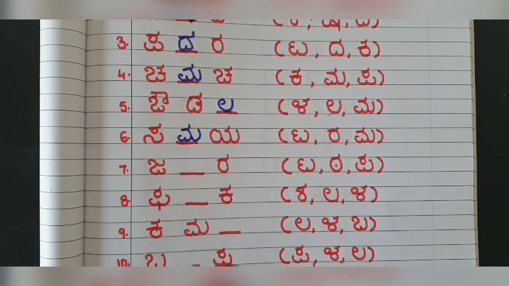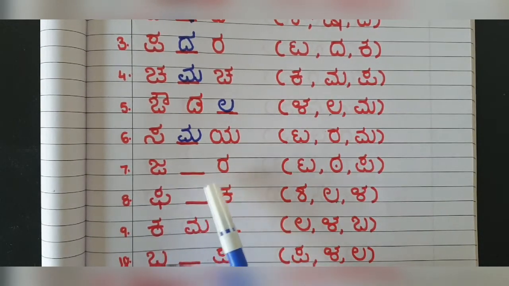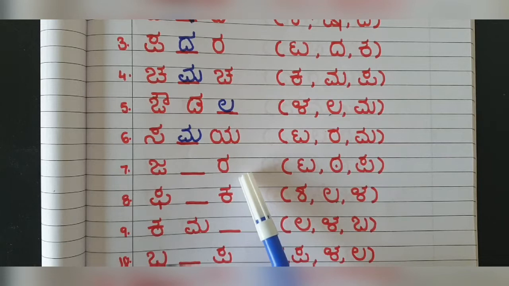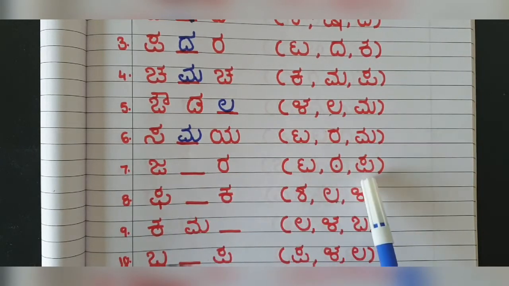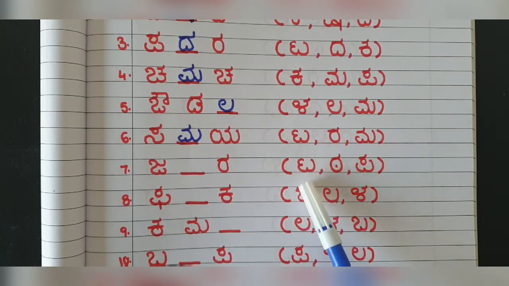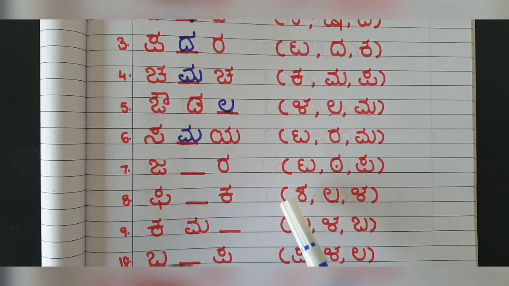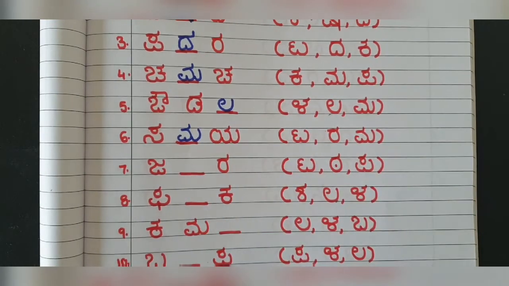So let's go to the next one. Ja dash ra. Ja ta ra. We have heard the word jatara. And then jatara, and then japara. So both ta and ta are similar. It sounds similar, right? So you need to choose between this ta and this ta. And the correct ta is the one we use in jatara, right? Jatara. So this is the ta you have to choose.